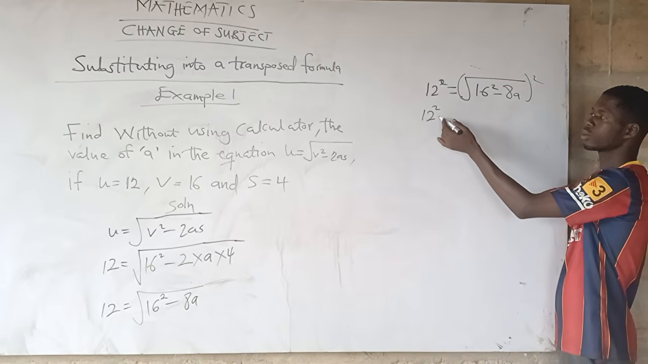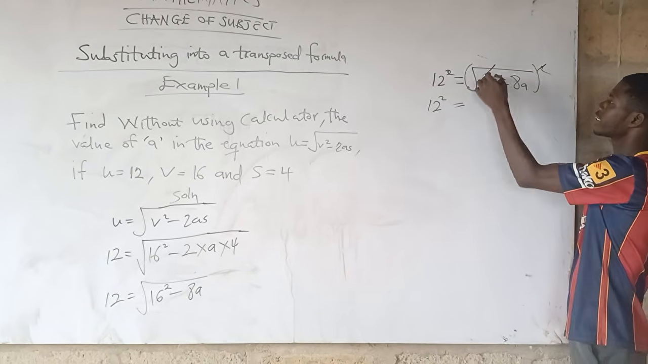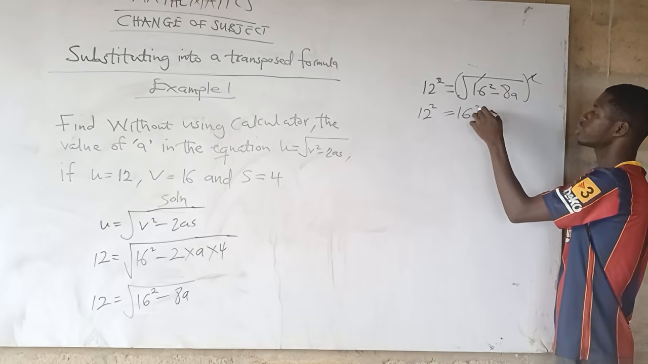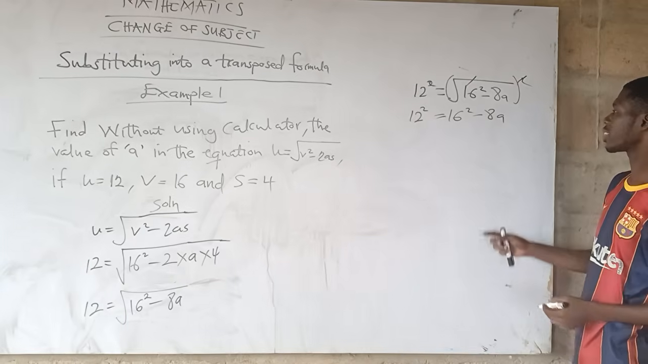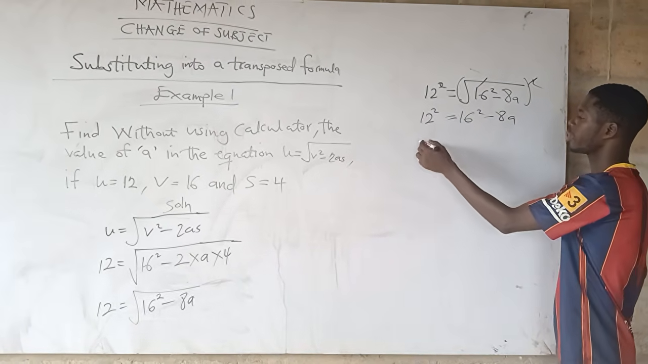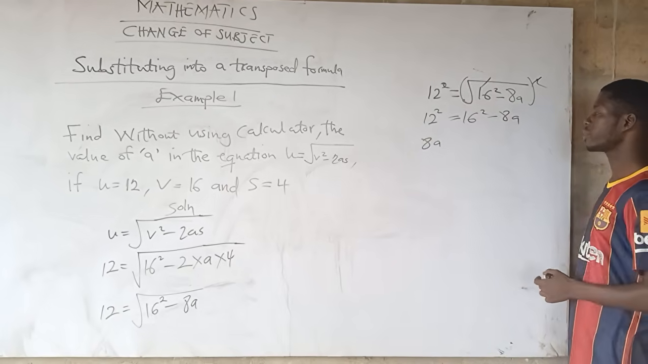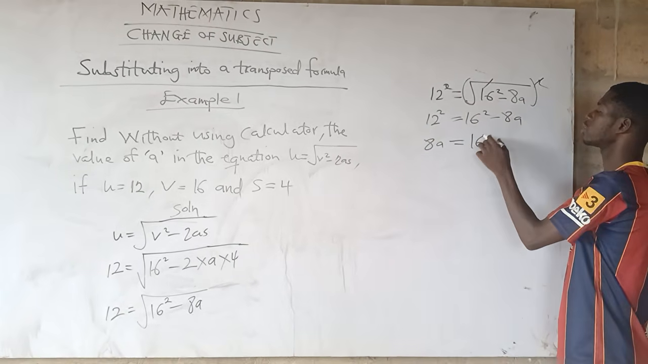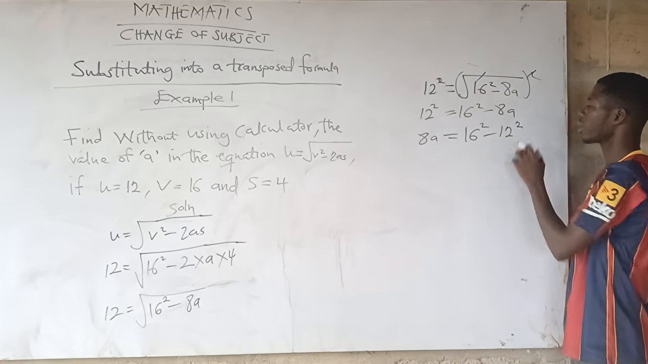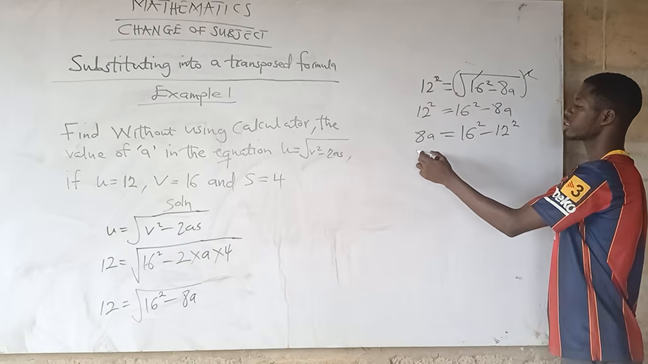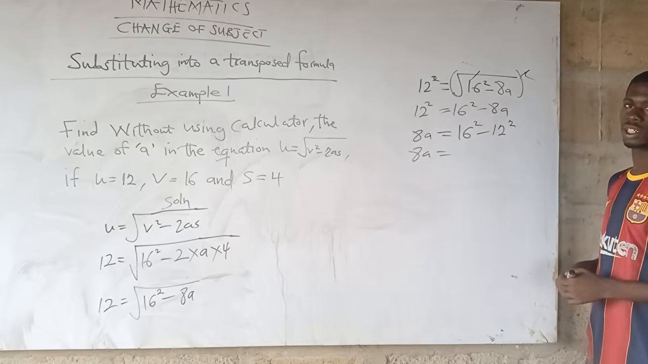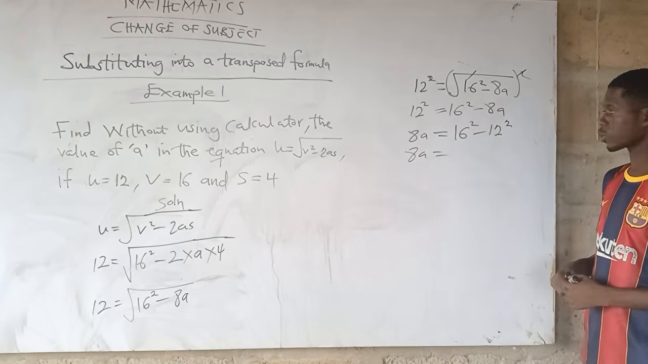12 squared is equal to 16 squared minus 8a, since these two eliminate the square root. We are finding a, so negative 8a can go to the left-hand side. You get positive 8a equal to 16 squared, and the 12 squared will come here as negative 12 squared. So 8a is equal to 16 squared minus 12 squared. This is a difference of two squares.